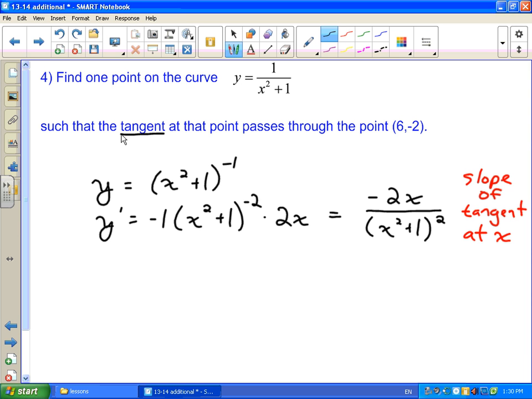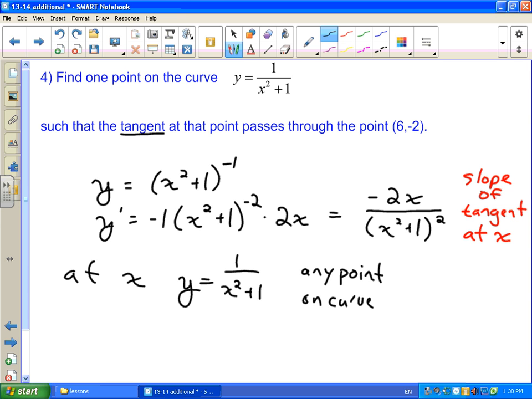So what do we know about that point x? Well, at any point x, we know that y is going to be given by this function, 1 over x squared plus 1. So any point on our original curve can be represented as the ordered pair x, comma, 1 over x squared plus 1. So that's any point on our original function.